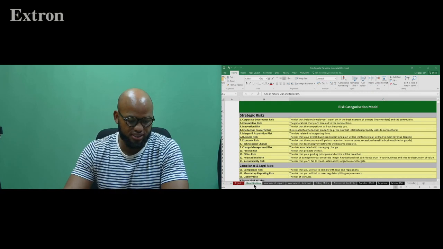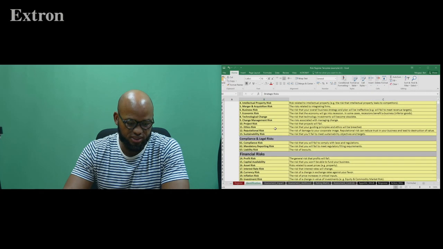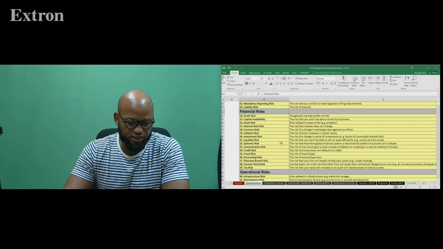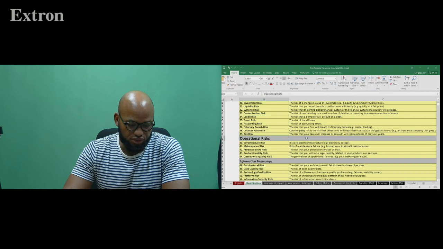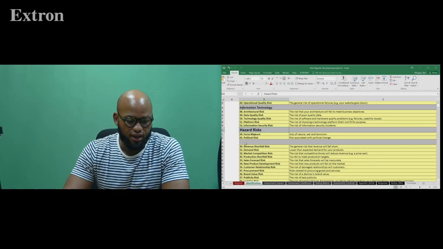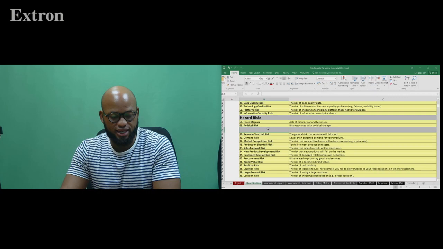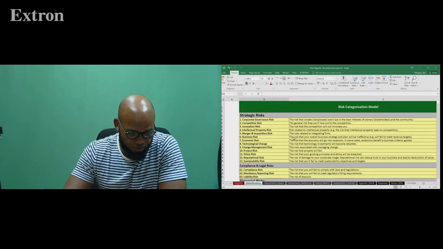Okay, so in this identification tab on the risk register, I have the broad brackets that I've just described. Here are the strategic risks. Here are some financial risks. Here are some operational risks, as well as hazard risks. And then I have some unclassified risks, which is an exercise where I want you to classify them at some stage. We'll go through that in just a minute.